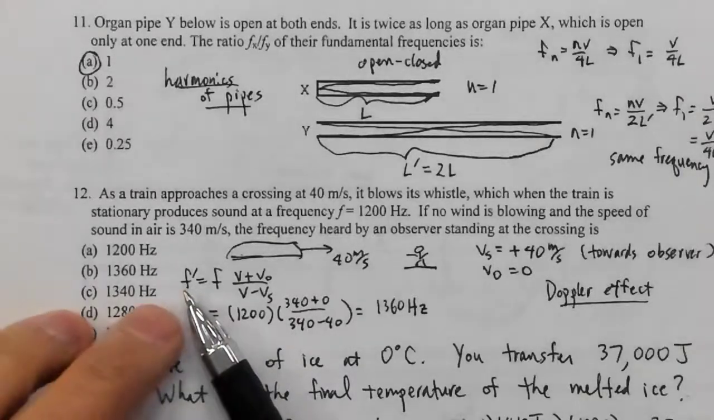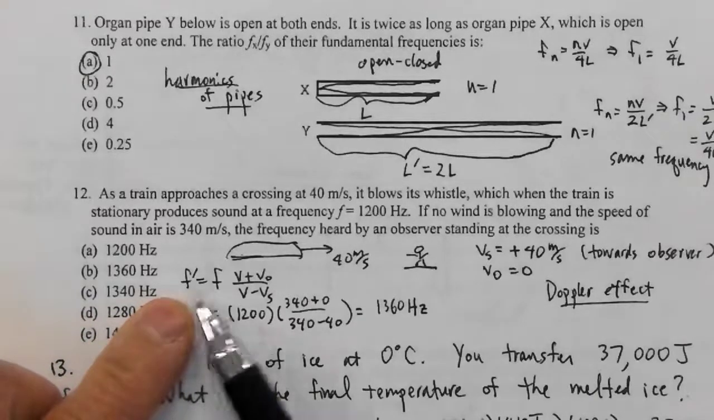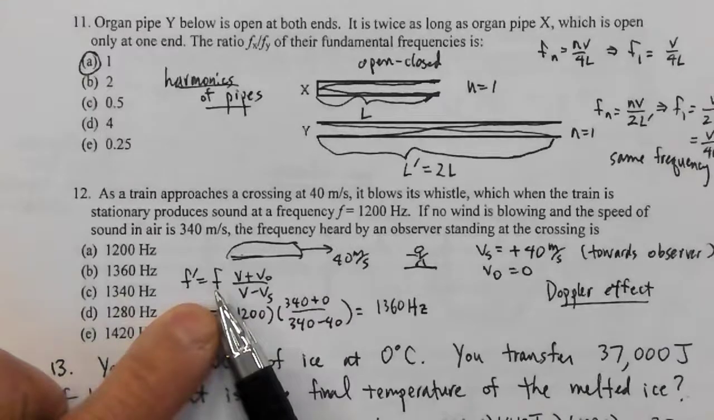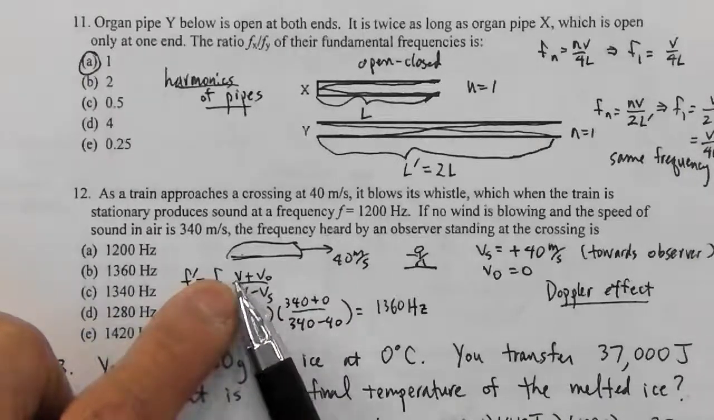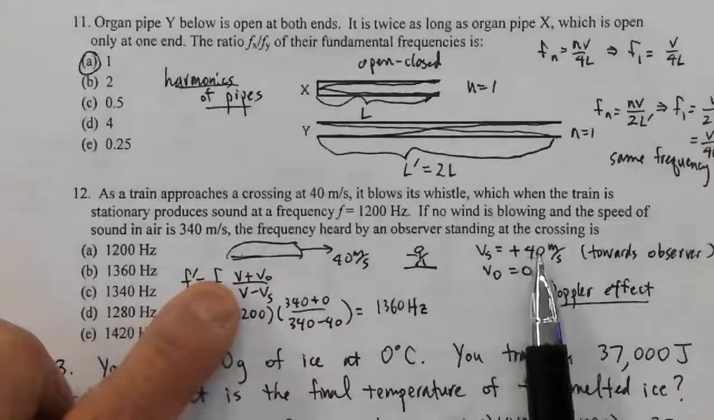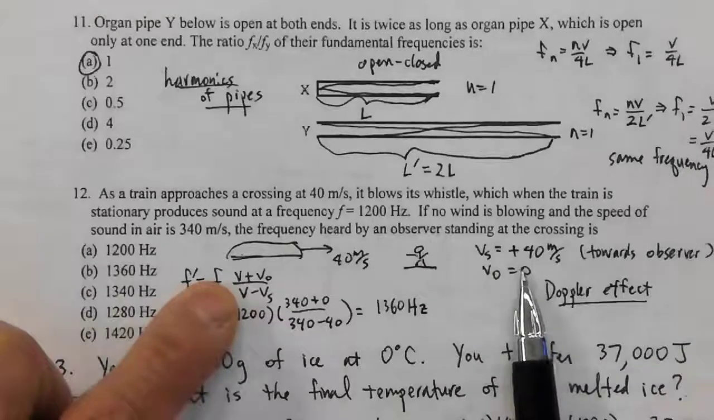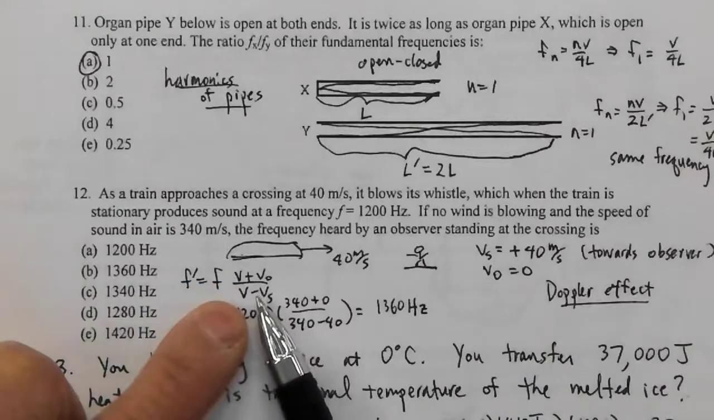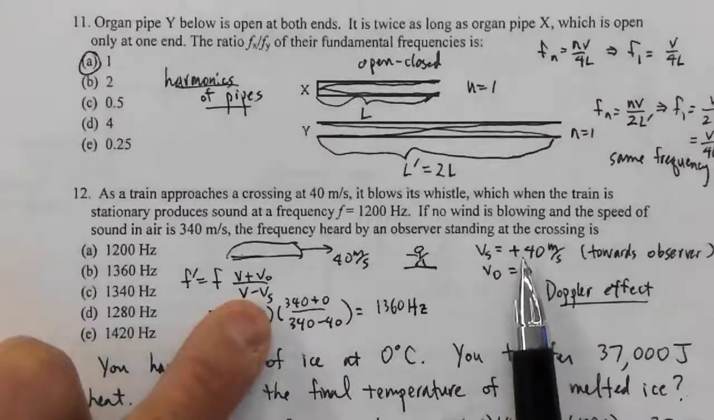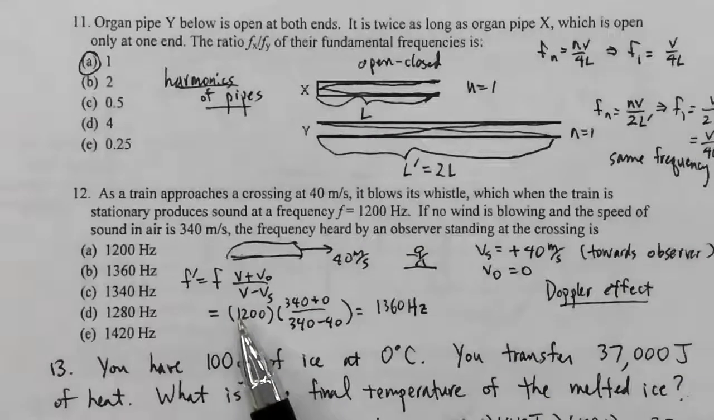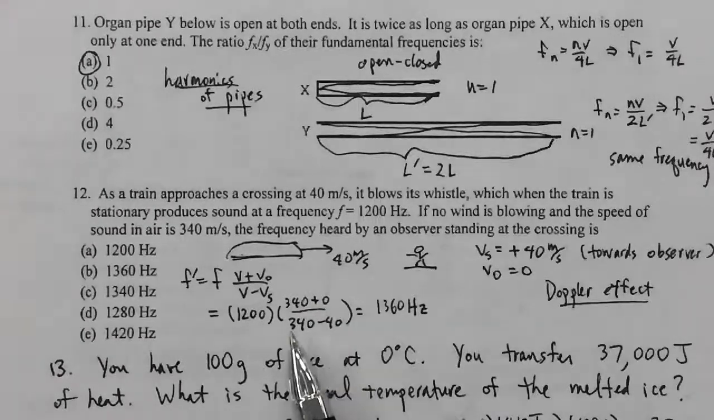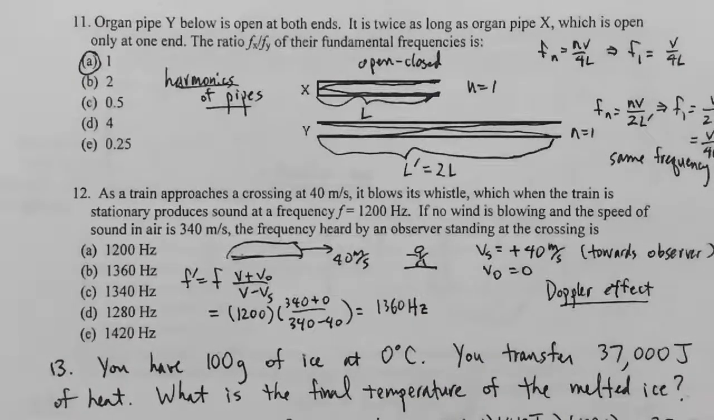Now the formula for the frequency, f prime, that is heard by the observer is the natural frequency of the source, f, times the wave speed, which is the speed of sound, 340, plus v observer, which we said was 0 since the observer is not moving, divided by v, the wave speed, minus v source, the velocity of the source, which we said is plus 40. So we plug that in: the natural frequency is 1,200 hertz, the wave speed is 340 plus 0, over 340 minus 40. We put that into the calculator and we get 1,360 hertz. Okay, so it's higher than the natural frequency.